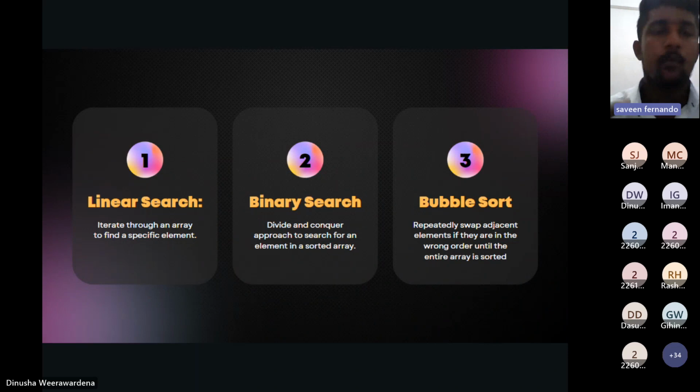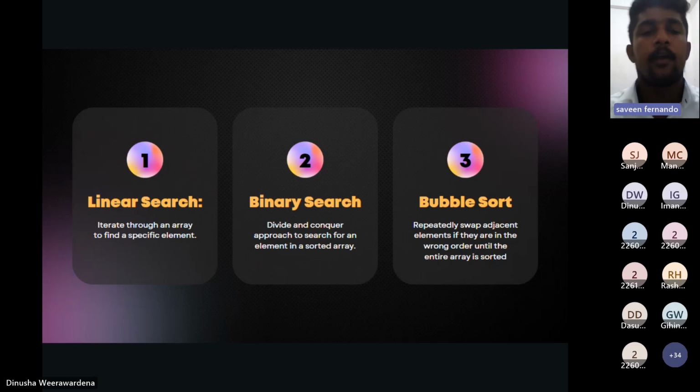Now let's move on to the sorting algorithms, starting with the bubble sort. Bubble sort is a simple comparison-based sorting algorithm. It repeatedly compares adjacent elements in the array and swaps them if they are in the wrong order. This process is repeated until the entire array is sorted.